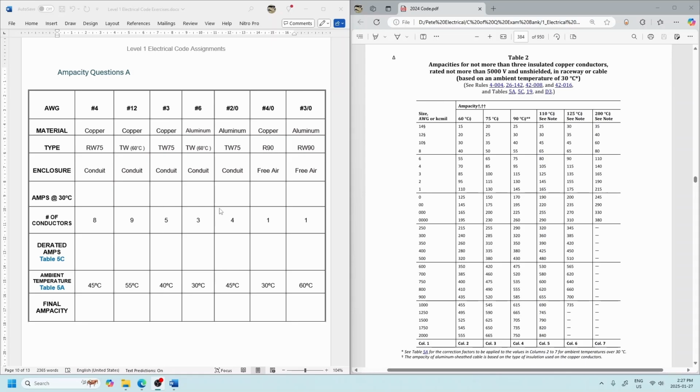So for this, we're going to look at tables 1 through 4 for our base ampacity, based on whether it is copper or aluminum, or whether it's conduit, cable, or free air. Then we're going to look at the number of conductors. If it's above 3, we're going to make use of table 5C and derate this value down to a reduced ampacity. And after that, we're going to look at table 5A. If the ambient temperature is greater than 30, we're going to make use of table 5A to take this current and come to a final ampacity based off of these reduction values.